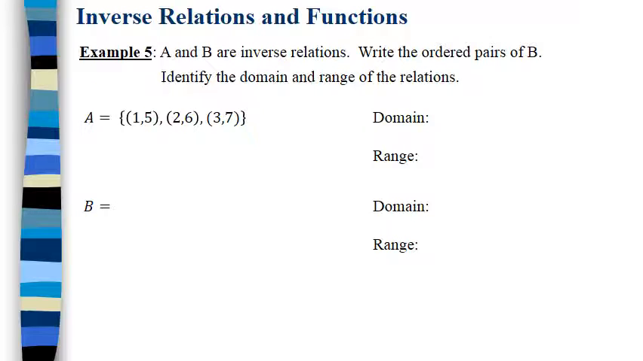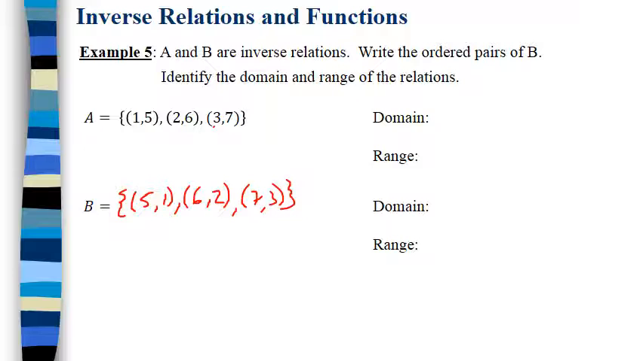So if we're just talking about relations and we want to write the inverse, again, if (A, B) is your relation, then (B, A) is the inverse. So if (1, 5) is the relation, then (5, 1) is the inverse point. If (2, 6) is in A, then (6, 2) is the inverse point. If (3, 7) is in A, then (7, 3) is your inverse point.